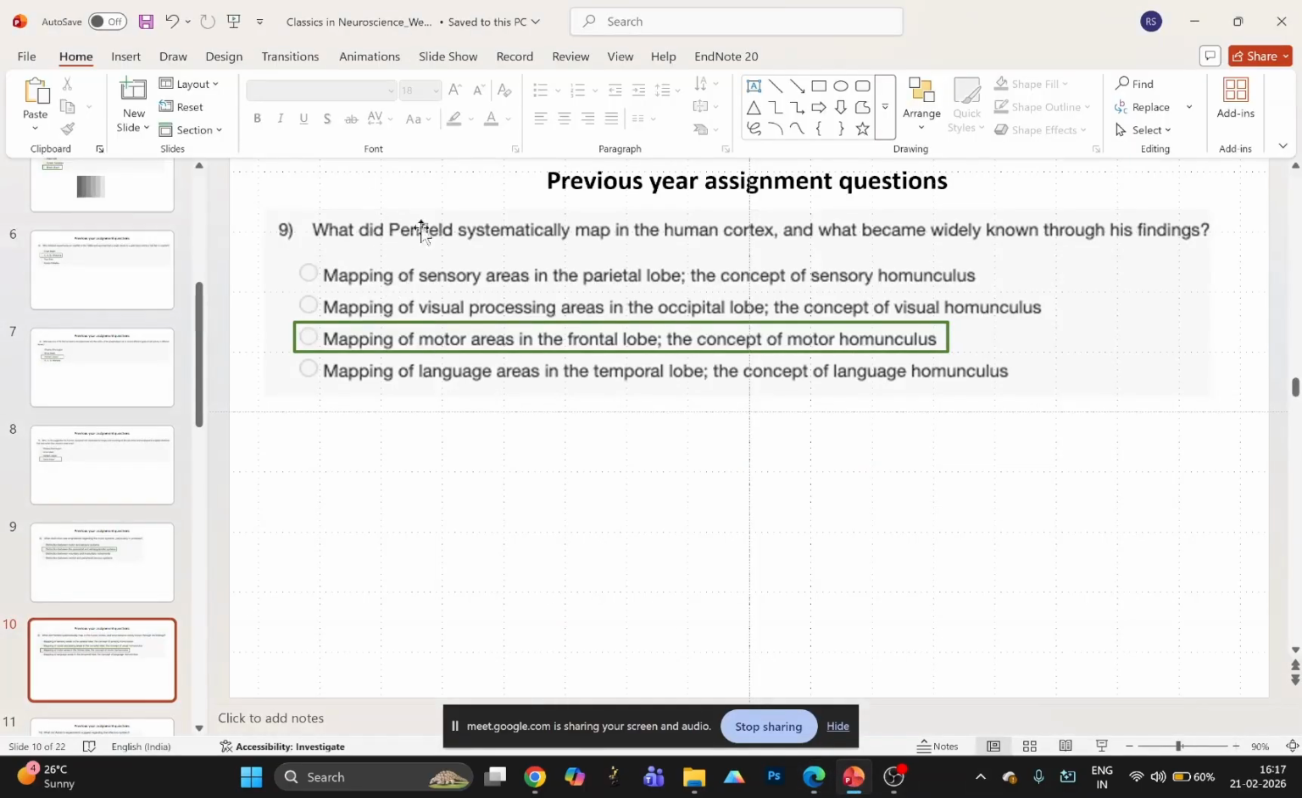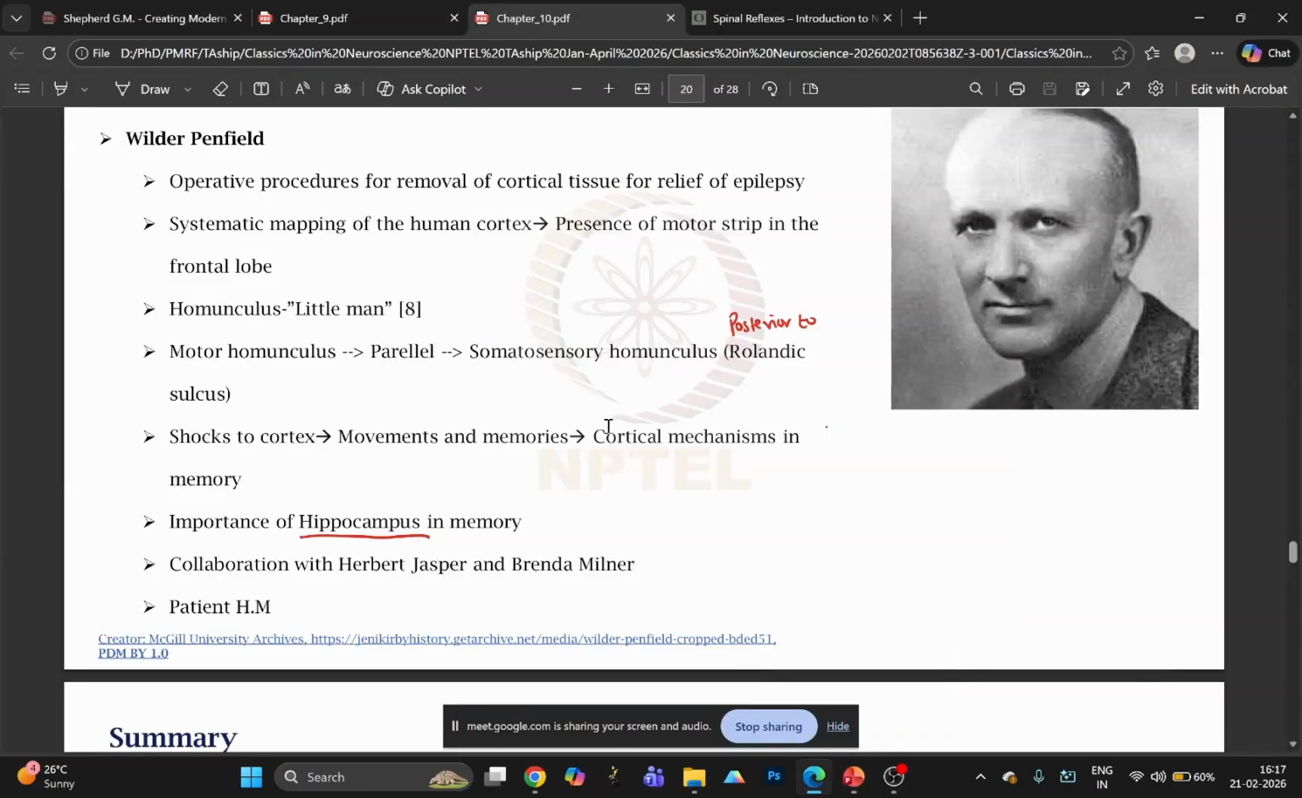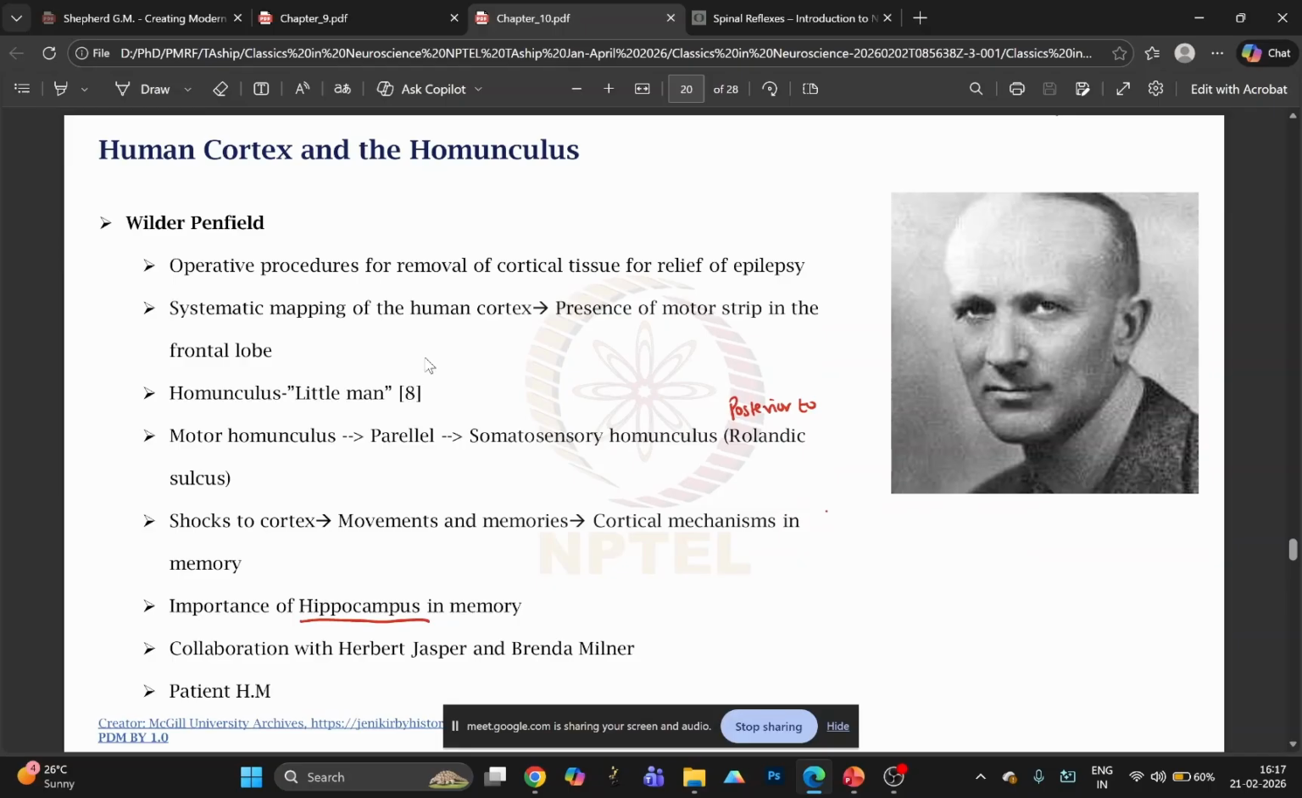So Penfield systematically mapped the motor areas in the frontal lobe to the activation of different muscles in different parts of the body. And he came up with the concept of the motor homunculus. And like I said, it was shown by other people that this is true for other systems also. It is not just true for the motor system, it is also true for different systems, such as the somatosensory system.